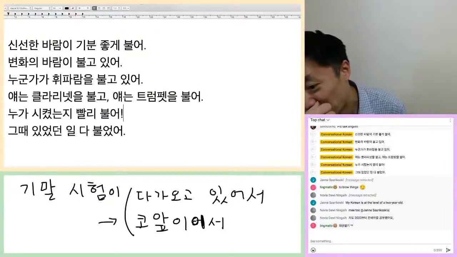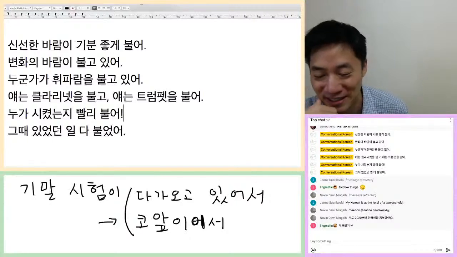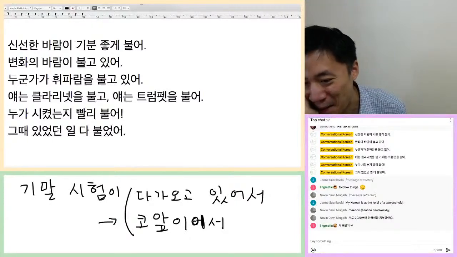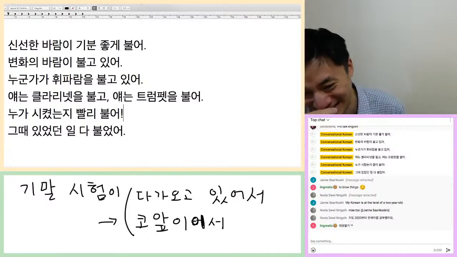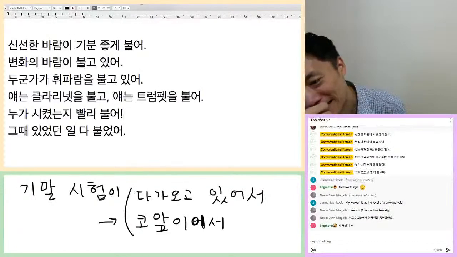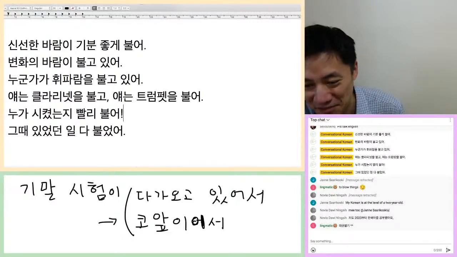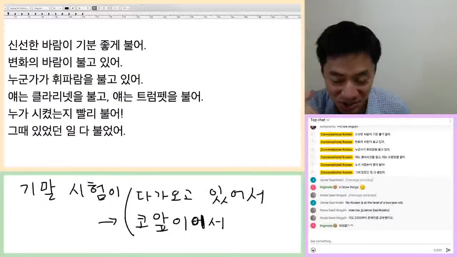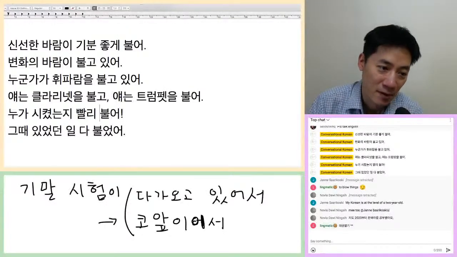2020년부터 한국어를 공부했어요. 와우, 잘하고 계시는 것 같습니다. Korean at the level of a two year old. Okay. You can improve. Don't worry about that. Just enjoy your journey. And then this one.